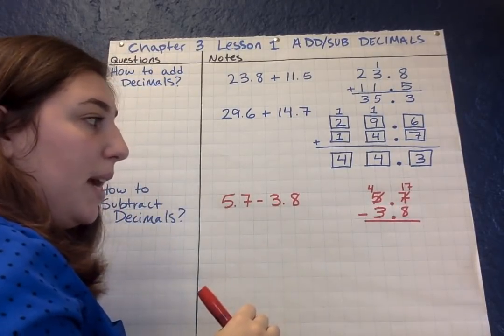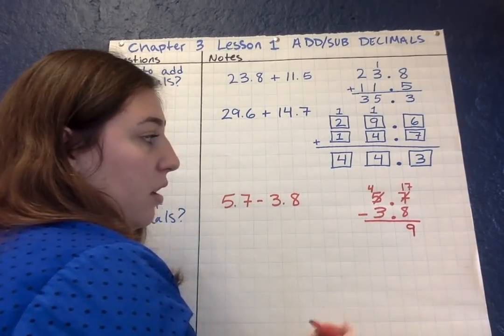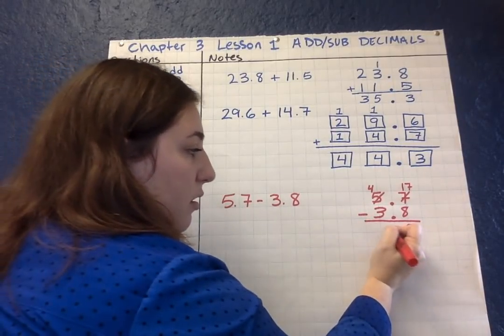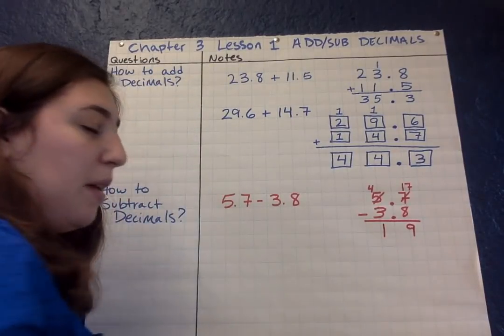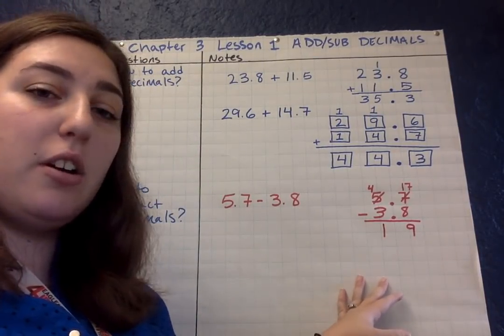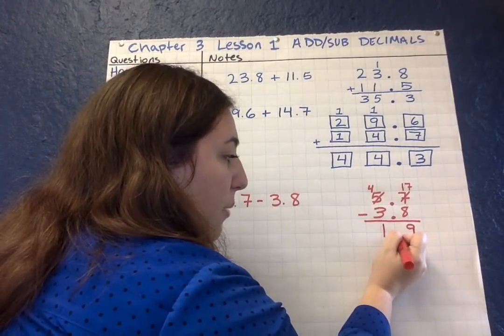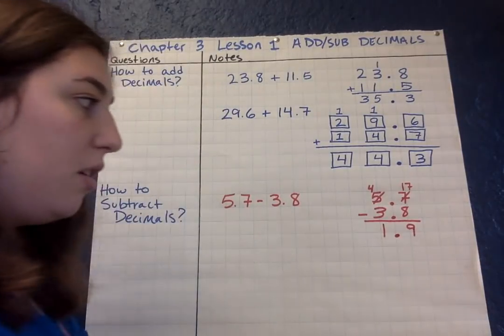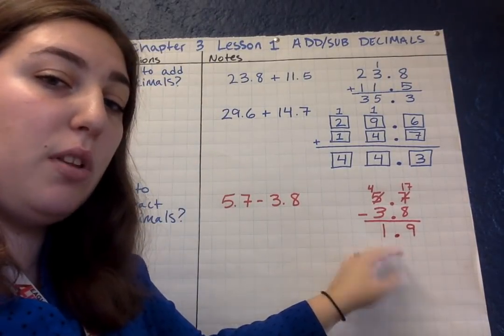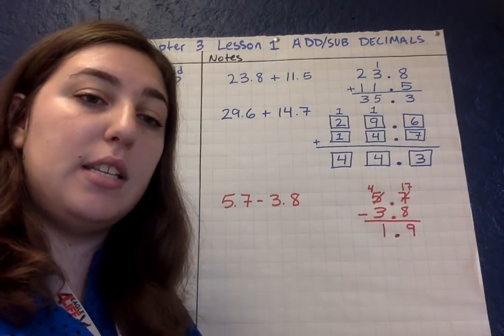So 17 minus 8 is 9. And 4 minus 3 is 1. And am I going to leave my answer like this? Hopefully you're shaking your head and saying no, because I need my decimal. So I'm going to drop down that decimal. I'm going to put it right here. Okay? Do not forget the decimal, because if you forget the decimal, this number now becomes 19 instead of 1.9.